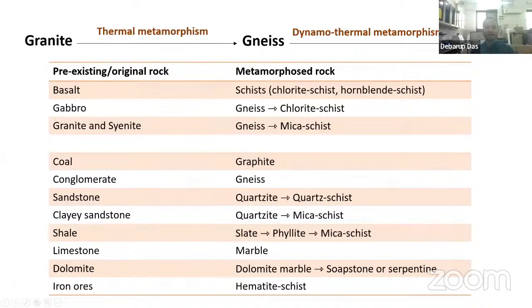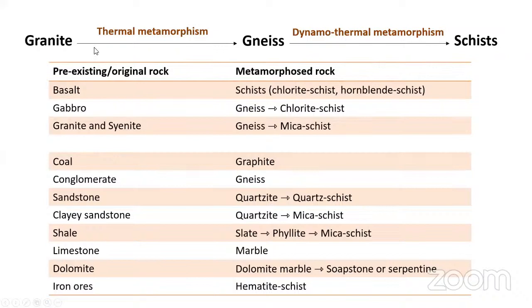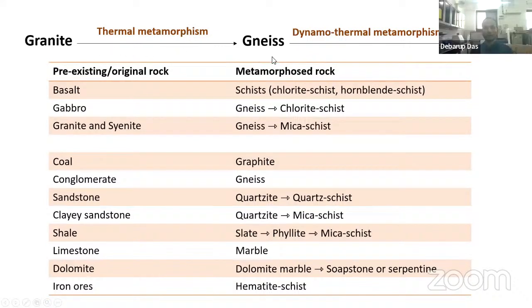So this is a very classical example of metamorphosis. Can you see this: granite to gneiss to schists? So granite upon thermal metamorphism converts into gneiss, which upon dynamothermal metamorphism converts into schists. So gneiss and schists both are metamorphic rocks. Granite is an igneous rock.